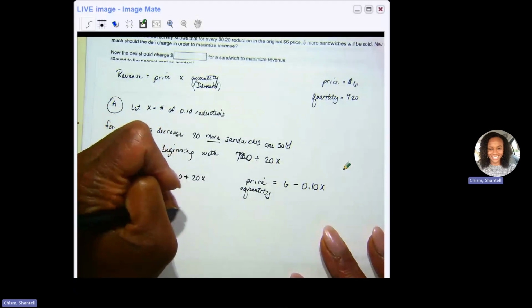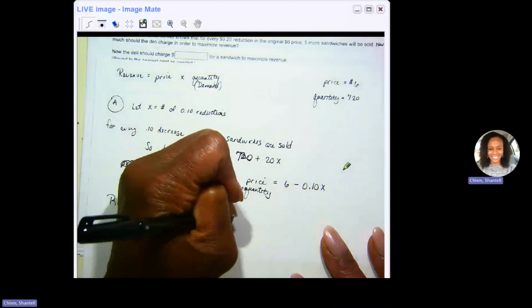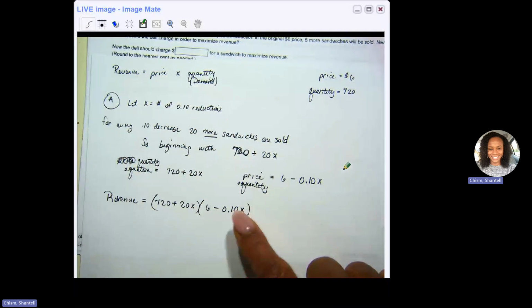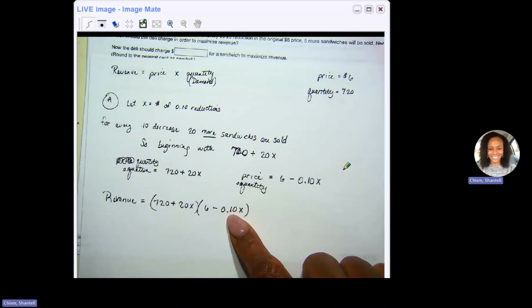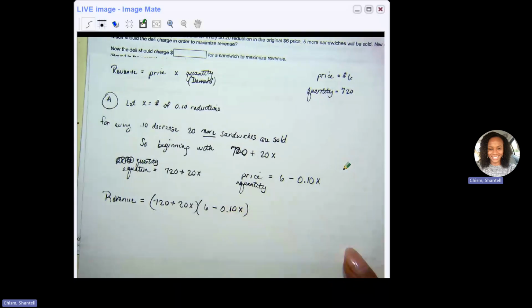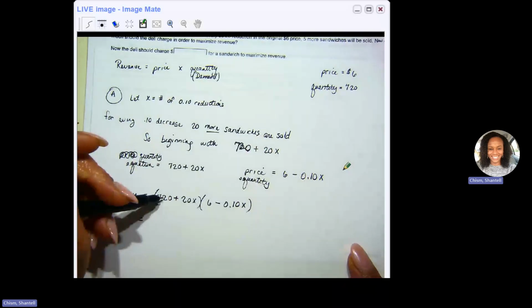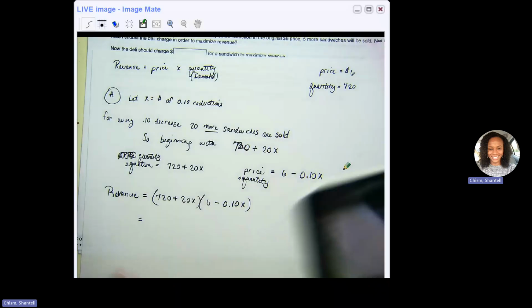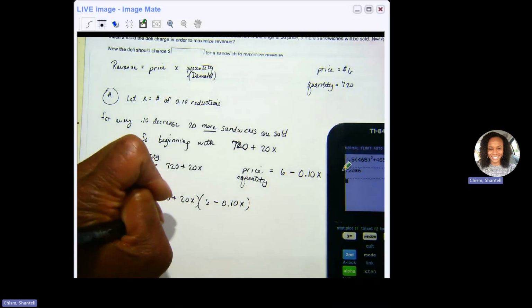720 plus 20x times 6 minus 0.10x. Because x represents the number of reductions and they're reducing every 10 cents. That's the rate. Okay, so let's FOIL this out basically. We're going to have to multiply it out. So 720 times 6. First times first, we get 4320.